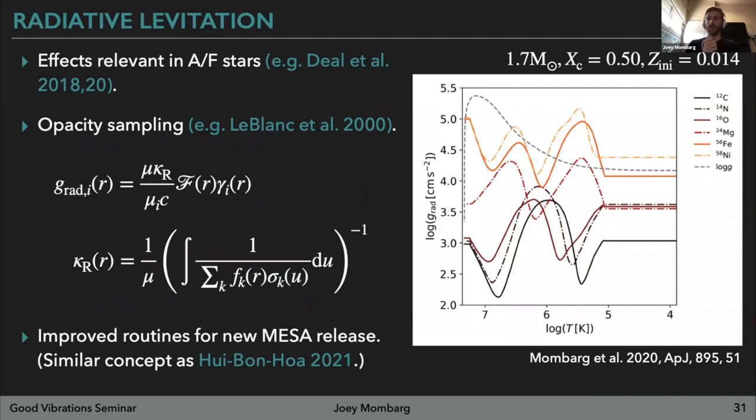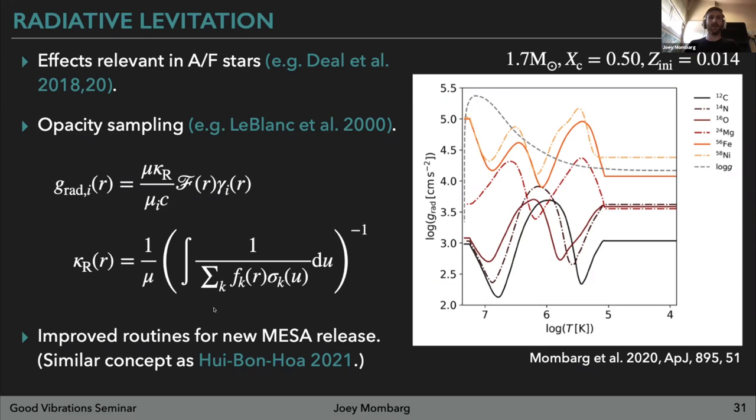So here I'm showing the radiative levitation acceleration induced for different elements as a function of temperature throughout the star, and log g is the local gravity. In some cases, you see that they have the same order of magnitude as the gravity. So indeed, radiative levitation is quite relevant in A and F stars.